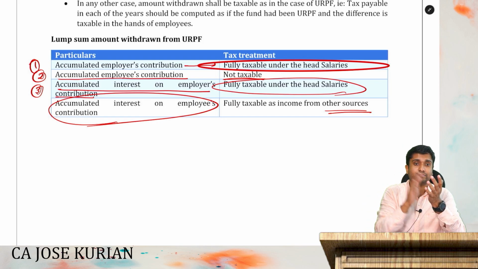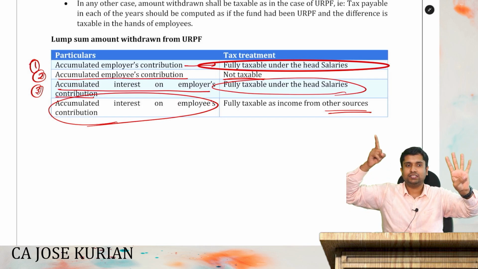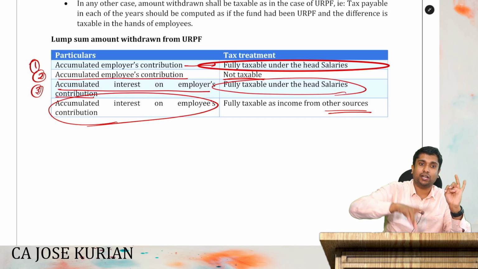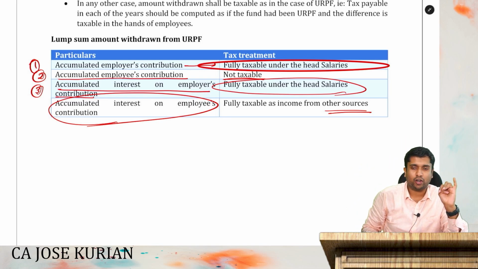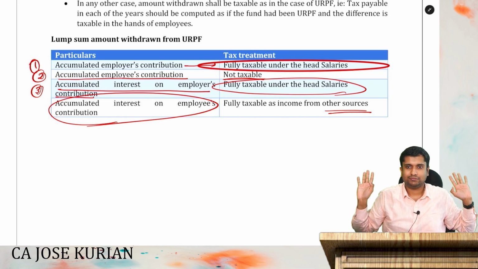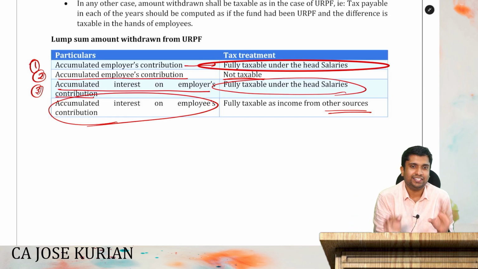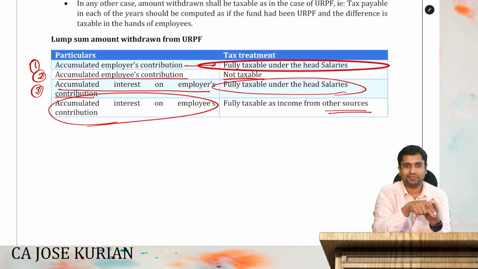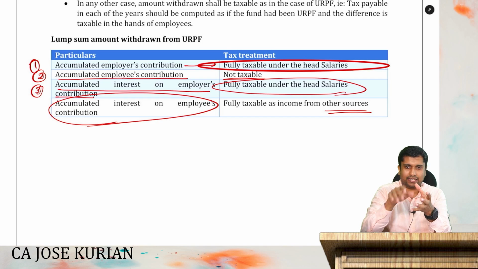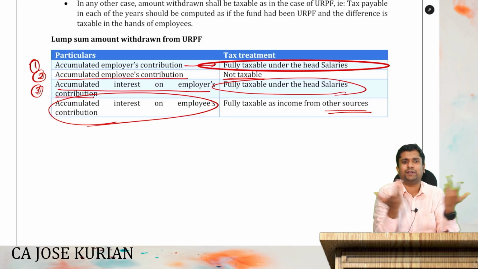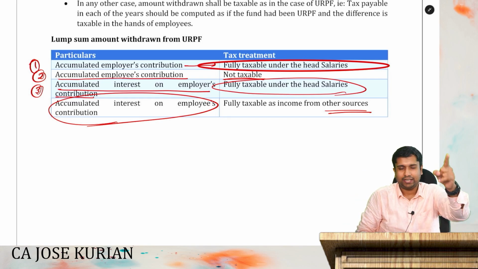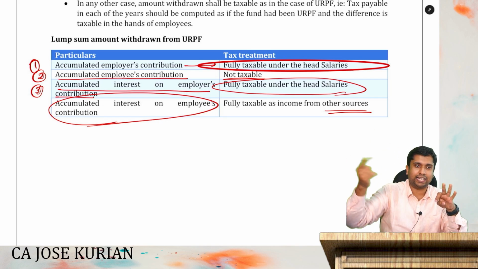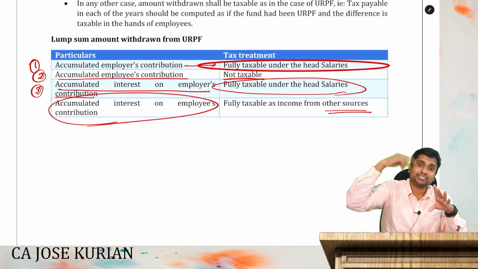URPF, listen. All the employer contribution: salary. All the employee contribution: not taxable. Interest on employer contribution: salary. Interest on employee contribution: IFOS. Done. Since we cannot enjoy any exemption, there is no condition, fully taxable. When there is an exemption, there is a problem; they will come up with some conditions here and there. Alright, there is no exemption, it is very easy, fully taxable. Only the head is what you have to remember. Employer contribution and its interest: salary. Employee contribution: not taxable. Its interest: IFOS. Done.